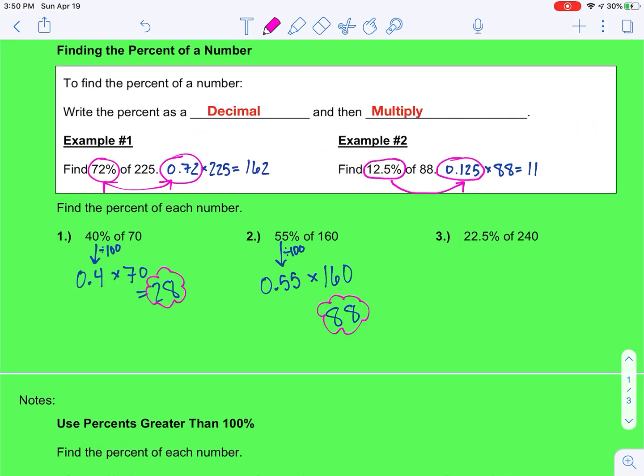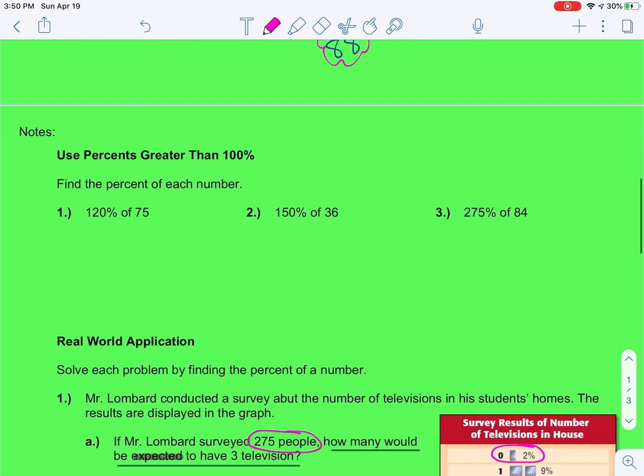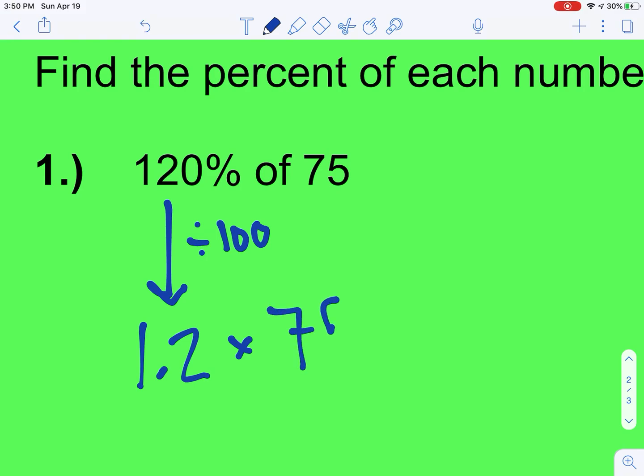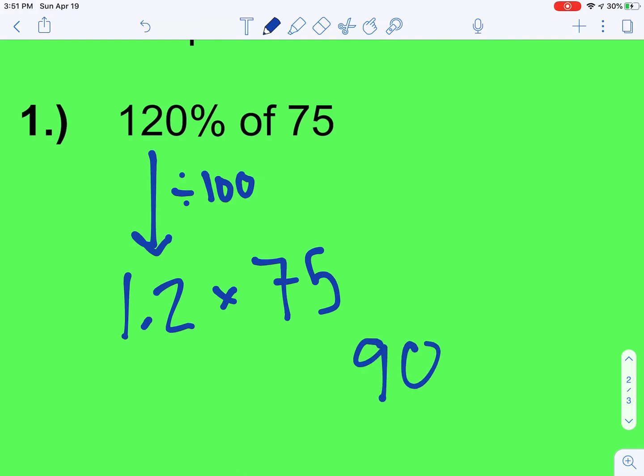All right, we're going to skip number 3 and move on. Now, what happens when you have these problems and you have a number that's more than 100%? Nothing changes. You still follow the exact same steps. I'm going to take my percent and turn it into a decimal by dividing by 100. 120 divided by 100 is 1.2. And then I'm going to still multiply by my other number. Since I am multiplying my other number by more than the number 1, I'm going to get a bigger number. So this time I get 90. So it means that 120% of 75 is 90.